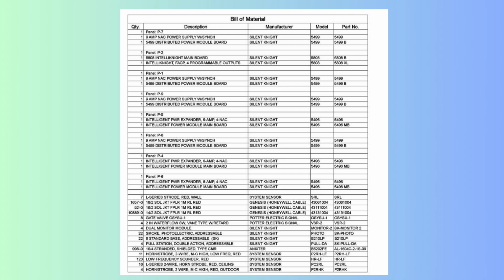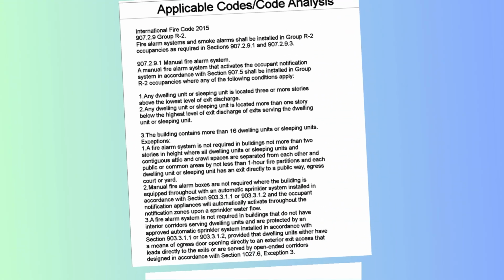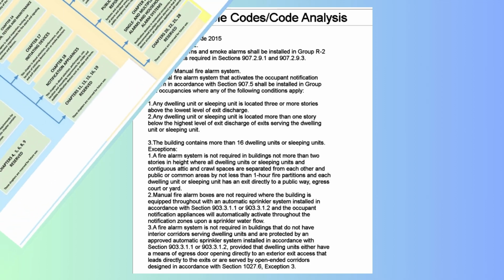Appliance list lists all fire alarm devices and appliances used in the project, such as smoke detectors, strobes, horns, and pull stations. Provides details like device model numbers, quantities, and manufacturer information. Helps ensure accurate procurement and installation. Bill of materials, BOM, comprehensive list of all components required for the system, including cables, conduits, control panels, and mounting hardware. Specifies quantities and part numbers, ensuring all necessary items are accounted for. Serves as a reference for procurement and inventory management.